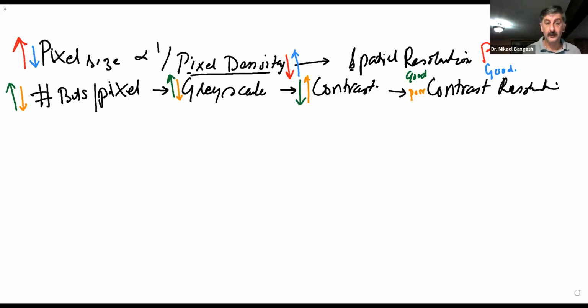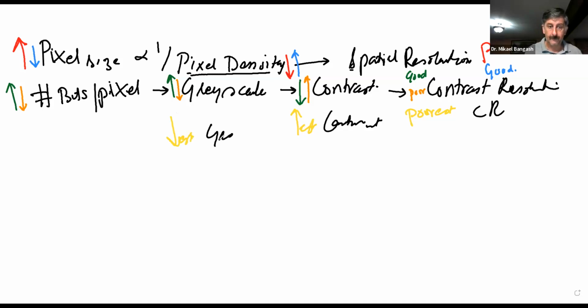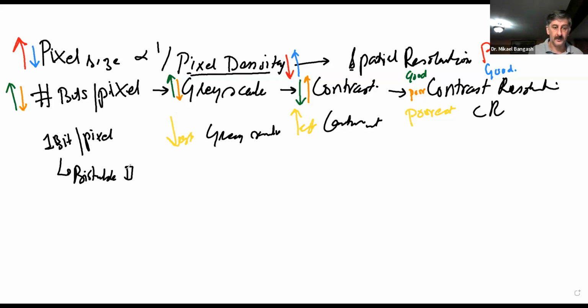We actually said that the poorest contrast resolution was when we had the greatest contrast. And when was it that we had the greatest contrast? It was when we had the smallest grayscale. When did we have the smallest grayscale? That was when we only had 1 bit per pixel, which we said was bistable. That was mainly just 2 shades, or we can say 2 colors, black and white.